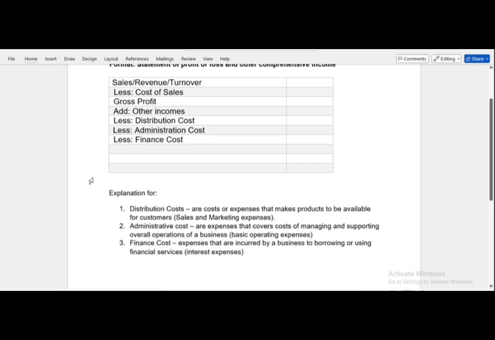All right. And then now, after gross profit, you add other incomes, you less distribution cost, you less administration cost, you less finance cost. You're going to get net profit before tax.